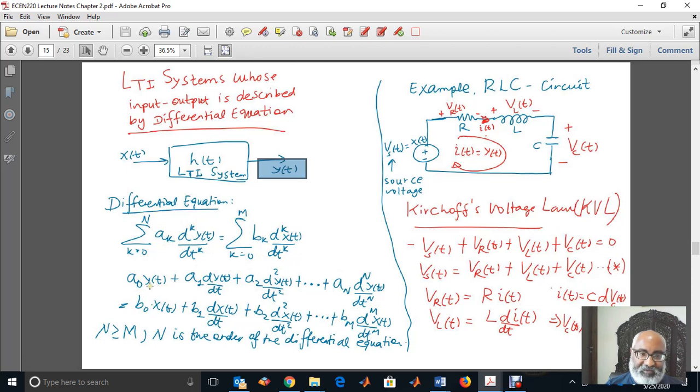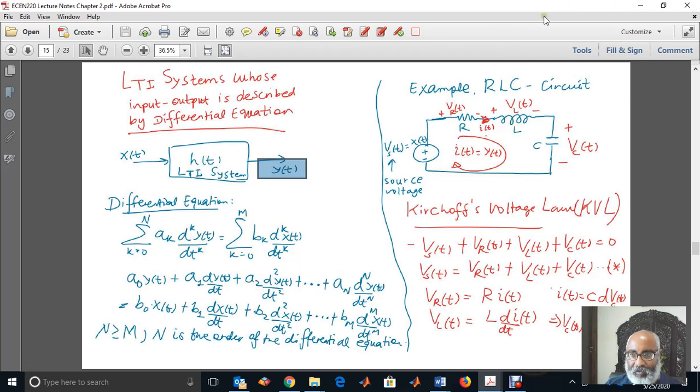If I expand this, when k is 0, a0 y of t; when k is 1, a1 dy by dt; when k is 2, a2 second derivative of y of t by dt squared, plus and so on, and lastly the nth derivative of y of t by dt^n. On the right side, the same: b0 x of t, b1 dx by dt, and lastly bm d^m x by dt^m. Often n is greater than or equal to m, and n is called the order of the differential equation. If n is 1, first order system. If n is 2, second order system, and so on.